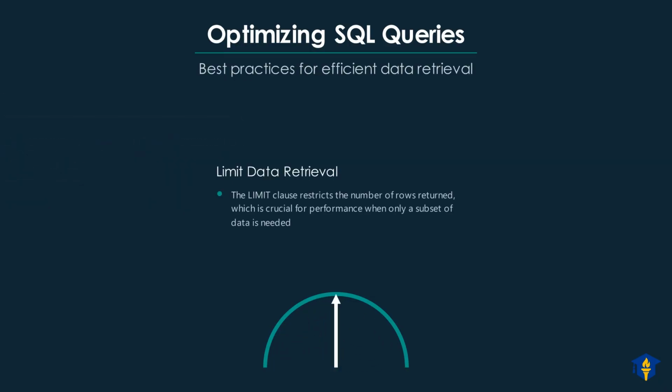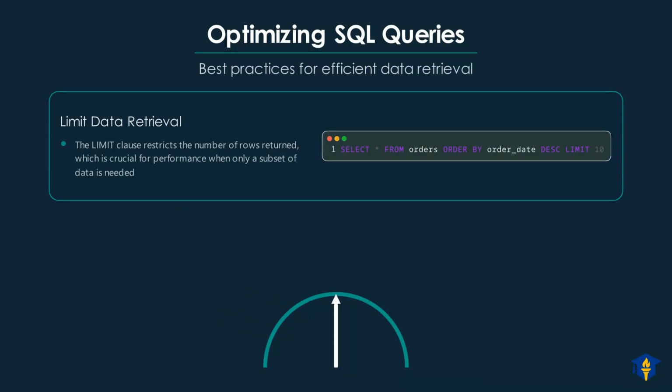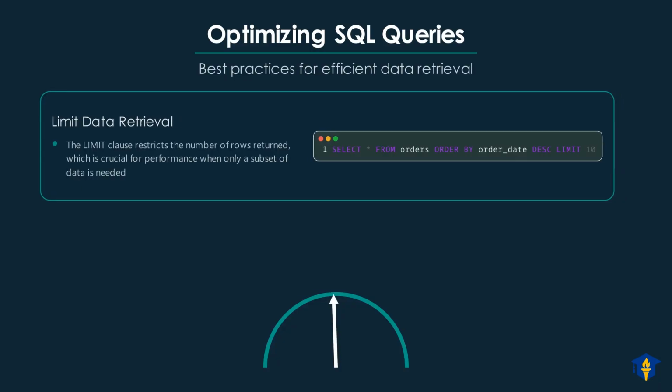Another crucial practice is to limit the amount of data retrieved. The LIMIT clause restricts the number of rows returned, which is crucial for performance when only a subset of data is needed. This query efficiently retrieves only the 10 most recent orders, limiting the data transfer.